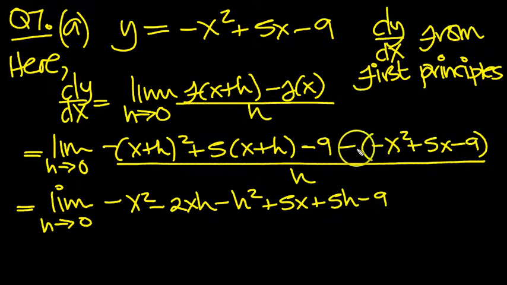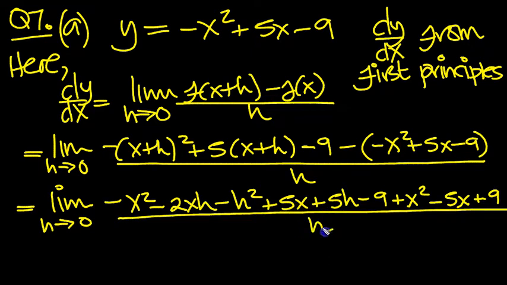Run the minus through these now. So minus times a minus is a plus. And then minus times a plus is a minus. And then lastly, minus times a minus is a plus. And they'll all be divided by h. So that's equal to then the limit as h tends to 0.